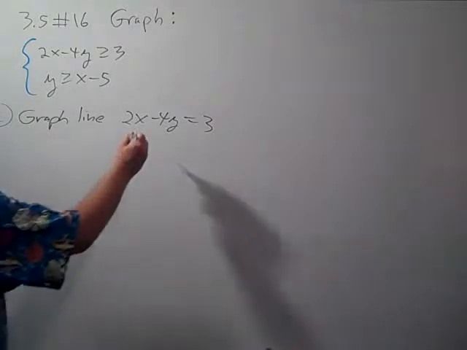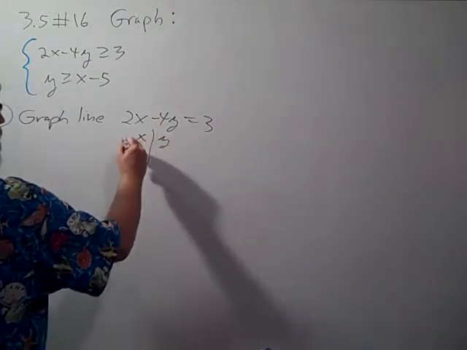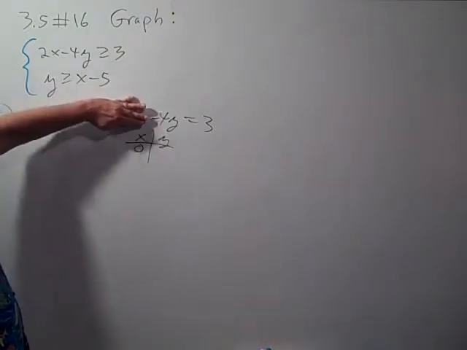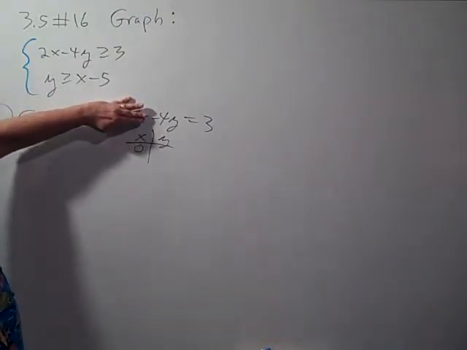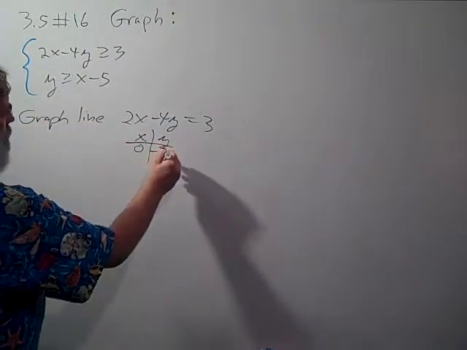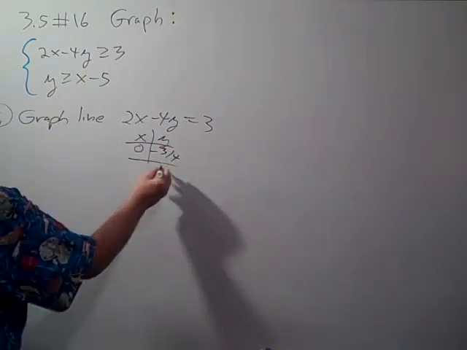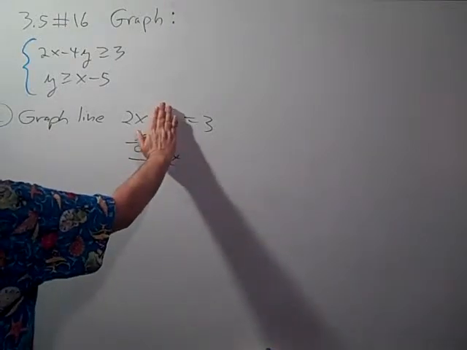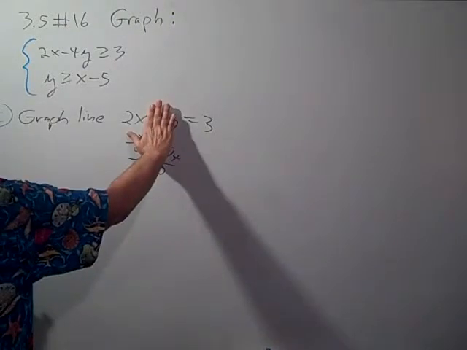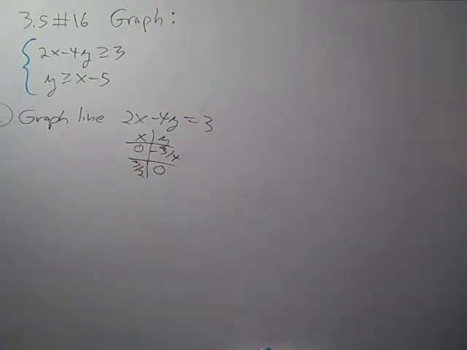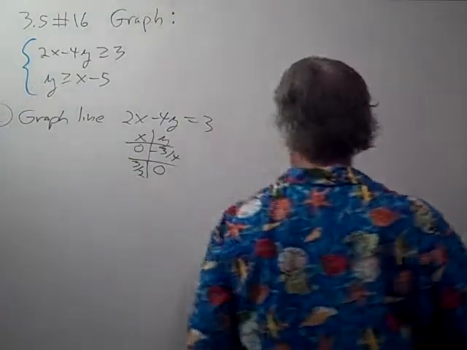So we need 2 points on the graph. Let's find the intercepts. If x is 0, then negative 4 times y is 3, so y equals negative 3/4, dividing both sides by negative 4. And if y is 0, then the y term vanishes, and 2 times x is 3, so x equals 3/2, 3 divided by 2. So those are 2 points on the graph.